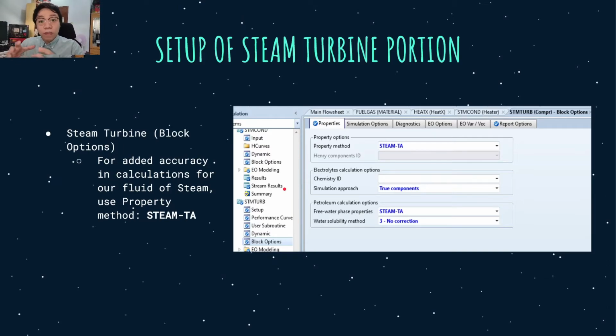Afterwards, we're going to go to the block options found on the steam turbine block on the left side of Aspen simulation. We need to do this because Aspen is going to calculate our steam turbine formulas and calculations using the property methods. So if we want accurate results for our steam turbine, we're going to need a property method of STEAMNBS, which takes into account that Aspen is going to use steam property methods in order to calculate a more accurate result.